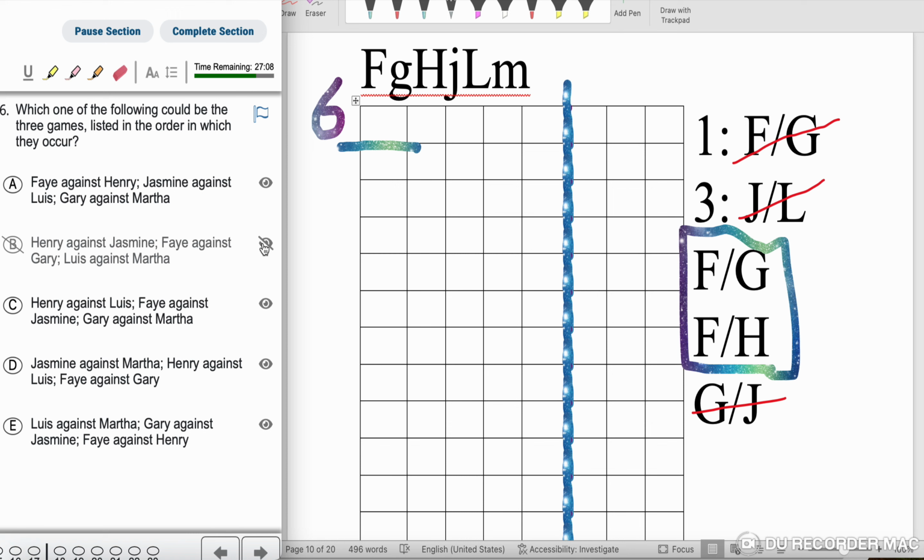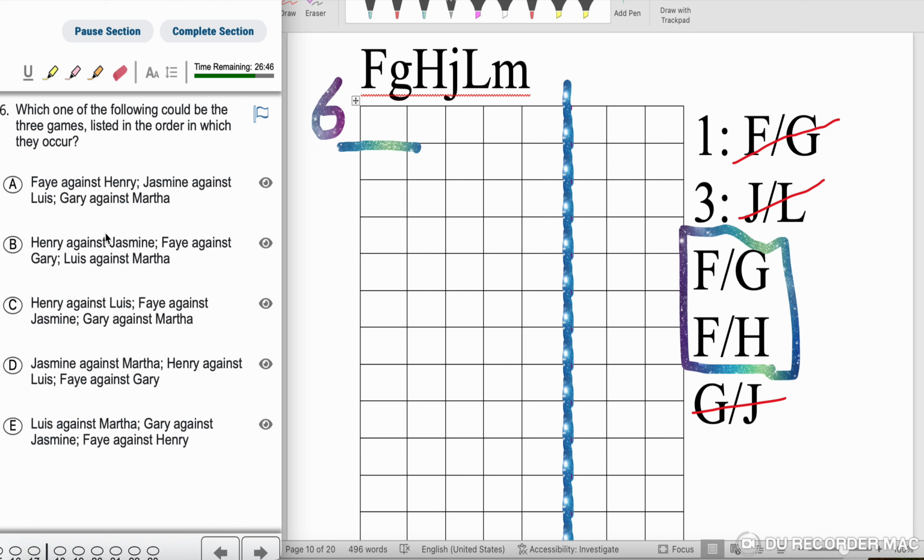J and L are not allowed to play in what you consider the third game. And it's that F and G can't play in the first game. So we're seeing that F and G in the first game, they're not playing. Now in game 3, it's going to be J and L.